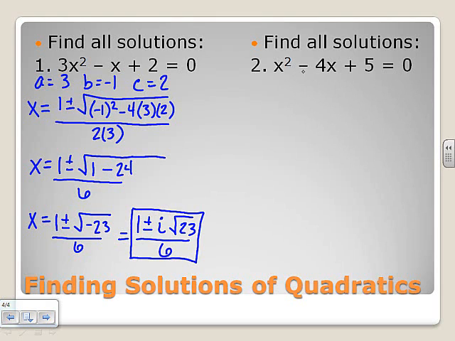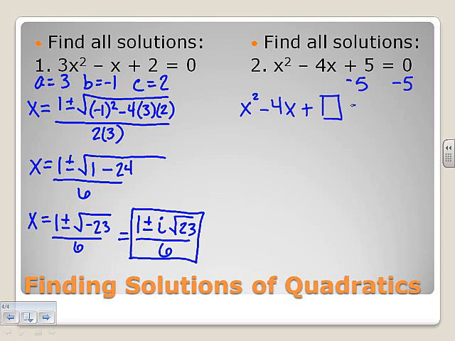Let's look at number 2. Once again, there are no factors of positive 5 that will make negative 4. Since negative 4 is an even number and there's no number in front of x squared, we can choose to complete the square. To complete the square, we'll start by subtracting 5 to both sides. And we get x squared minus 4x plus box equals negative 5 plus box.